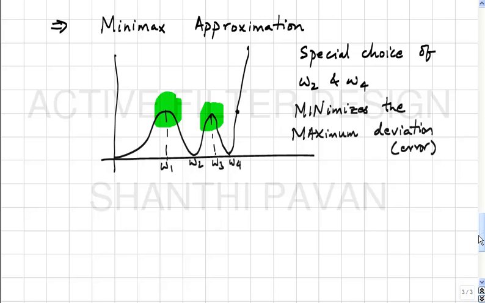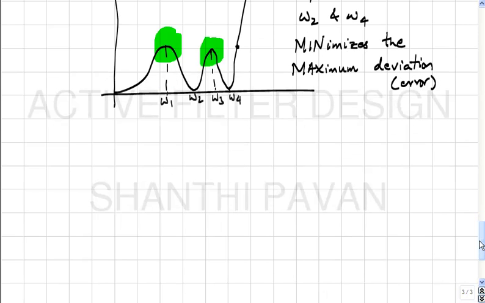Let us see what happens when n is even. So far we have chosen n to be odd. Where n is even, it turns out that you proceed pretty much the same way. There are some minor differences in derivation, but finally you will get the same polynomial. Cn is cos of n cos inverse omega in the pass band, and cosine hyperbolic of n cosine hyperbolic inverse omega in the stop band.